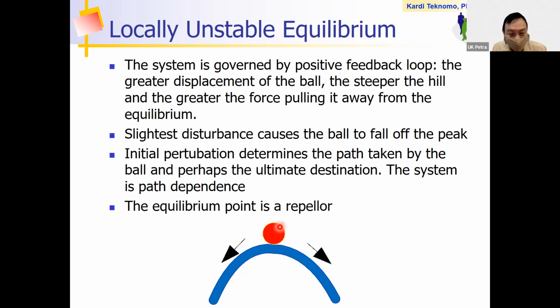Remember, this is an equilibrium. That means when you put the ball on the top of the bowl, it does not move. It's a fixed point, right? But when you perturb slightly to the left, slightly to the right, it will fall down and never come back to that equilibrium value. This is the behavior of nature. A while ago was the negative feedback loop; this is called positive feedback. The greater the displacement of the ball, the steeper the hill, and the greater the force pulling away from the equilibrium.